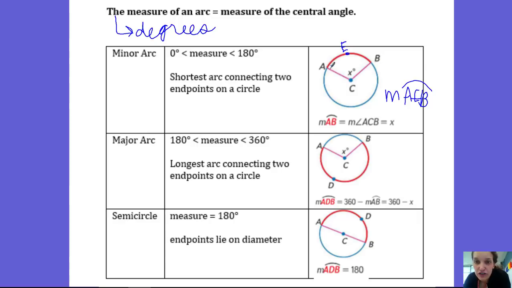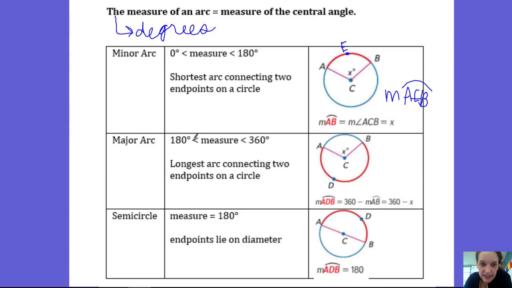And so the measure of arc AB, this minor arc right here, is going to be equal to the measure of that central angle. And that central angle is angle ACB. The measure of the arc, which is in degrees, is the same as the measure of that central angle, the measure of angle ACB, which in this picture is also x. So those are all equal.